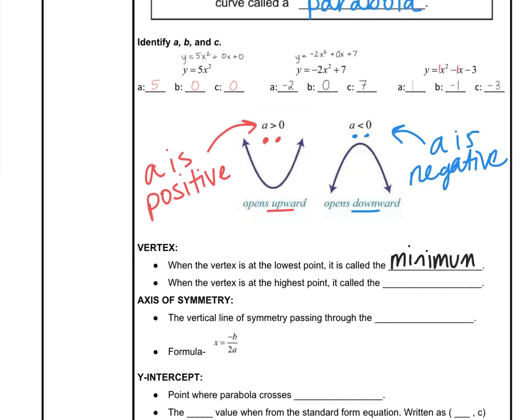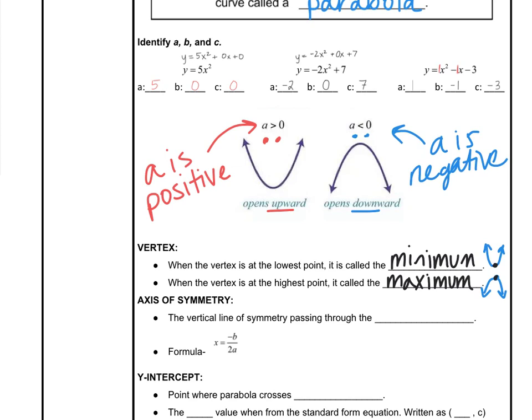So it's going to look like this. So you have your parabola. If the vertex is at the lowest point down here, that's why it's the minimum, because it's at the bottom. If the vertex is at the highest point, it's called a, you guessed it, maximum. So I'll draw a picture of the parabola. Here's my vertex, the highest point, and here it would be a maximum, because it's at the top.